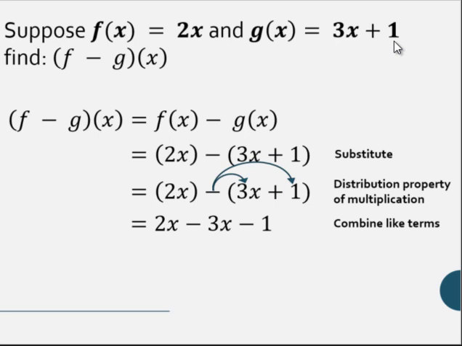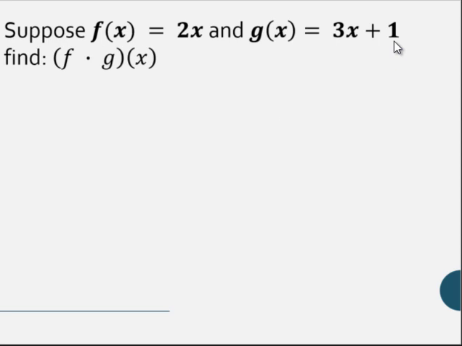Then the next step is to combine the like terms. So the like terms here are 2x and negative 3x. 2x minus 3x equals negative x, and just copy negative 1. Next, for the multiplication. Suppose we have the same given, f of x equals 2x and g of x equals 3x plus 1. Find f times g of x.